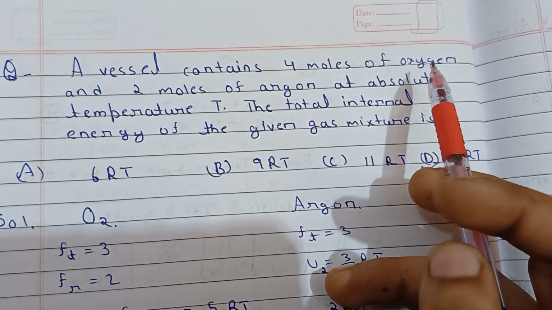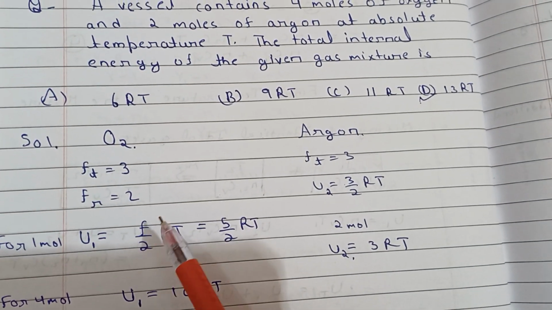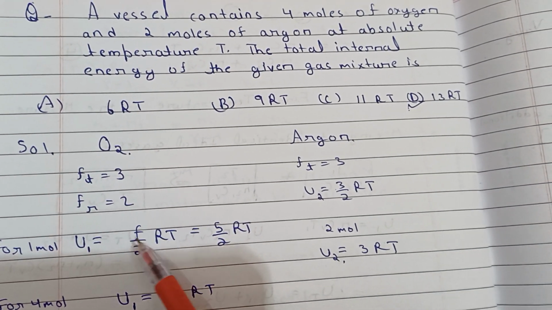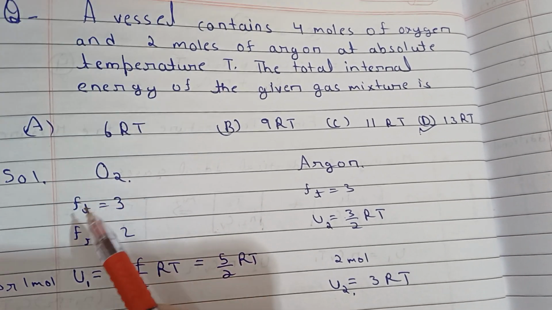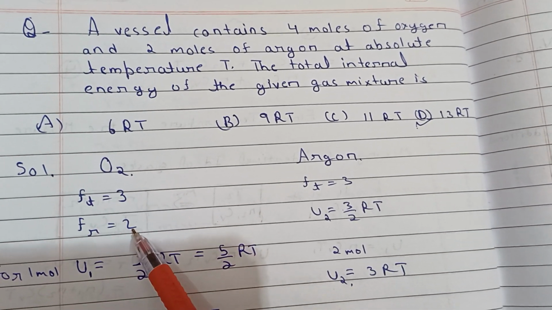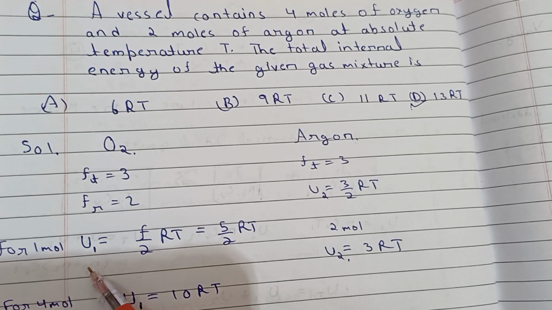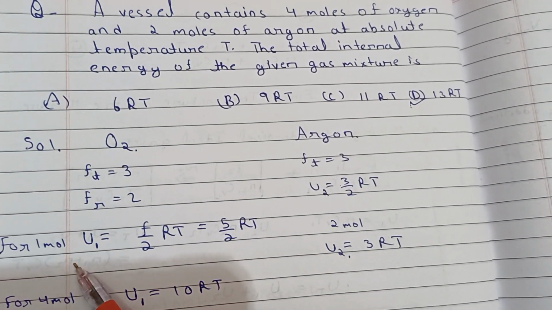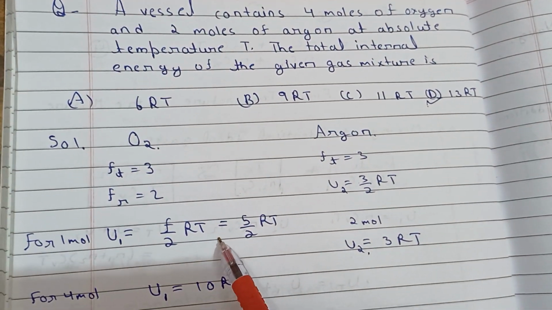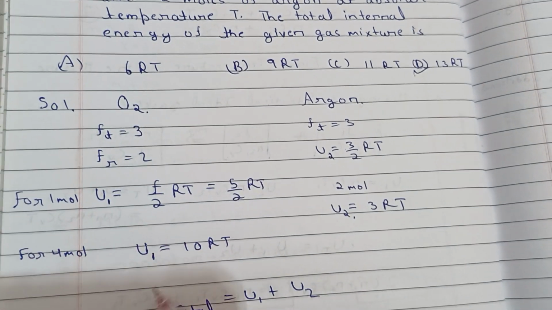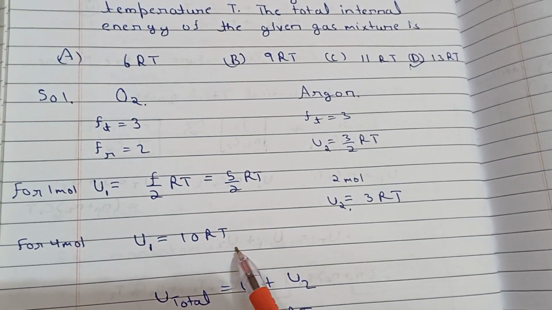For O2, the total internal energy is given by the formula f by 2 RT, where f is the degrees of freedom. For diatomic gases, translation will be 3, rotation will be 2, so total degrees of freedom is 5. So U will be 5 by 2 RT for 1 mole, and for 4 moles of O2 it will be 10 RT.